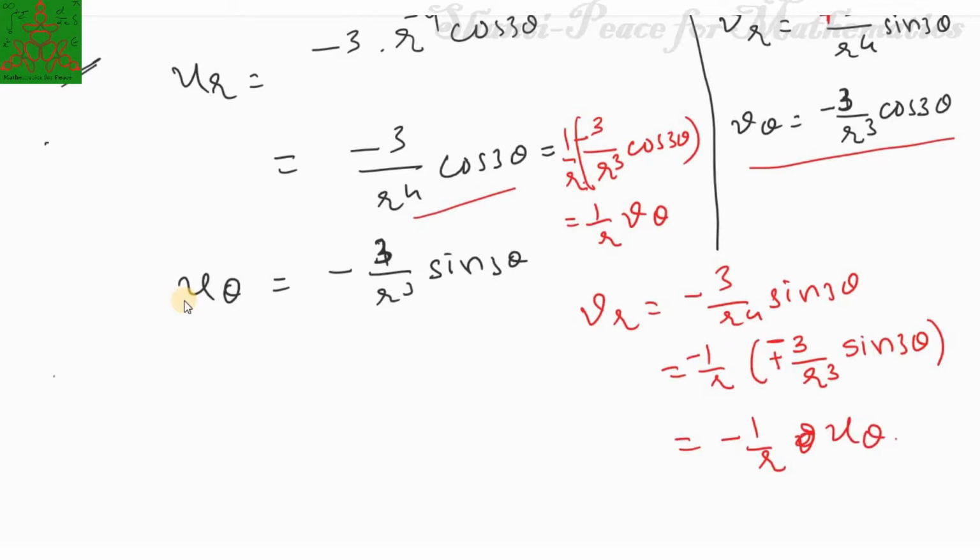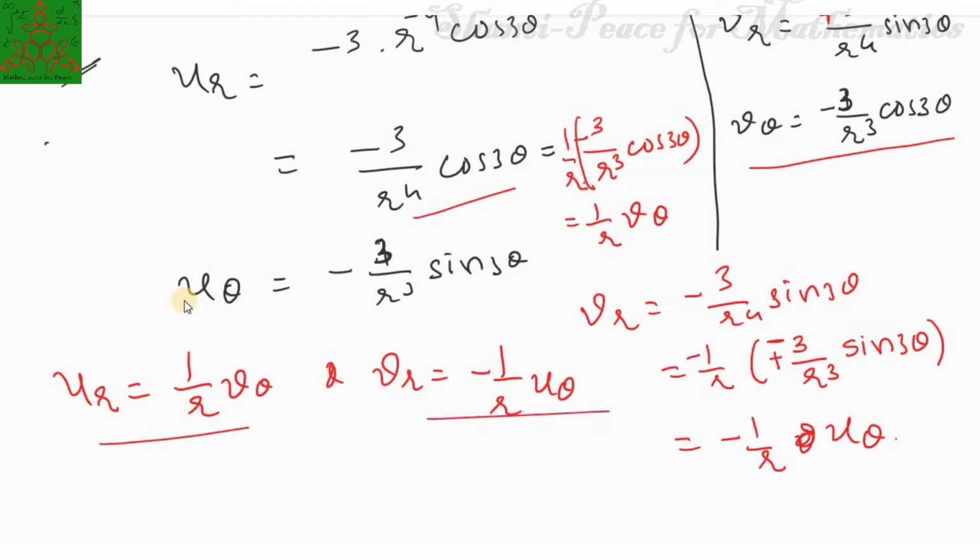So you will have here ur is equal to 1 by r v theta and vr is equal to minus 1 by r u theta. Hence the CR equations are satisfied. Also it involves the trigonometric function and the polynomial in r, so that is why they are continuous. So we can say that this function f of z, it is 1 upon z cube, is differentiable except at 0. So in its domain it is a differentiable function.